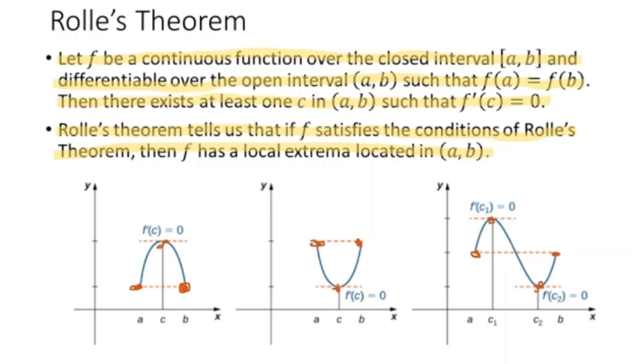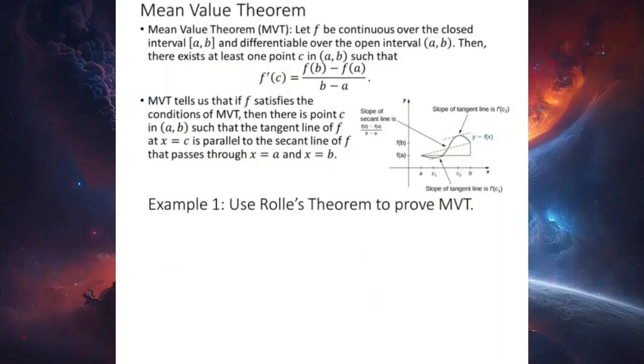Now, keep in mind, Rolle's theorem states that there exists at least one local extrema. However, there can be multiple local extrema, as we see in the third graph. The primary use of Rolle's theorem is to prove what we call the mean value theorem.